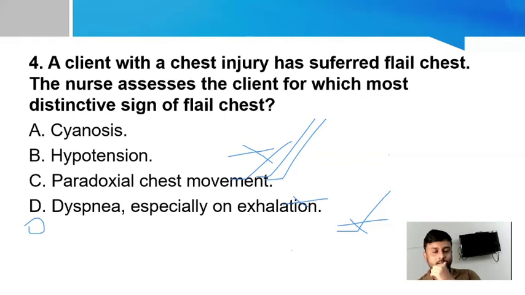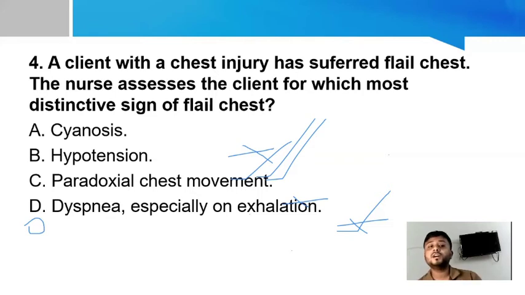You can say McBurney point pain will indicate appendicitis. There may be pain in the abdomen, but if the pain is at McBurney point, it will indicate appendicitis. Like this, we need the distinctive sign which indicates flail chest.